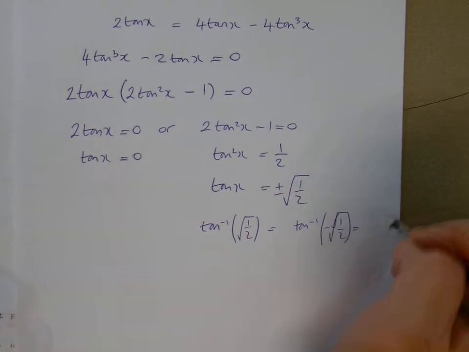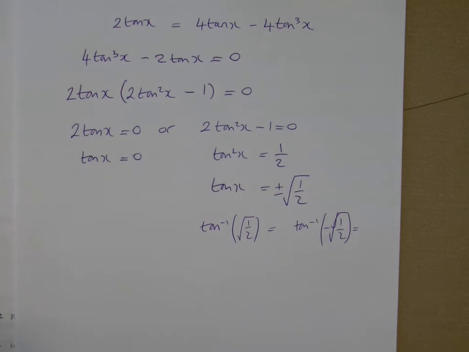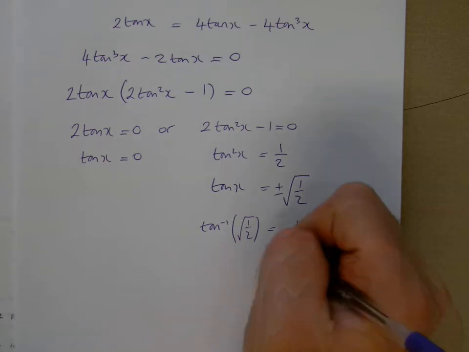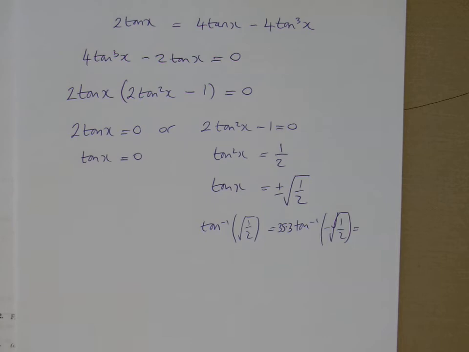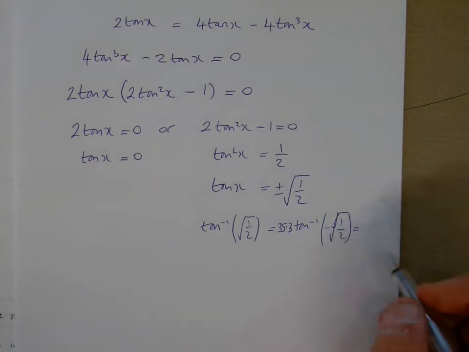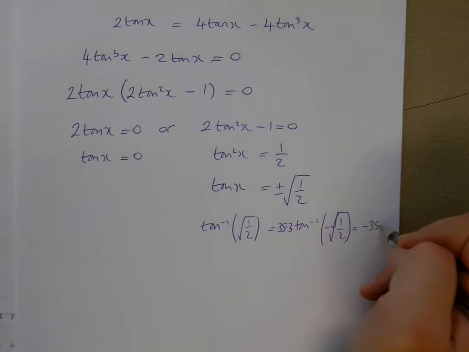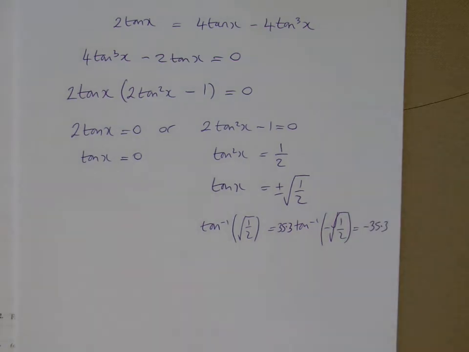There'll be symmetry involved, so you'll notice the answers. One will be positive, one will be negative. So if I do that, I get 35.3 here, squeeze that in, 35.3 there, but if I put the minus of it, I get minus 35.3, okay?